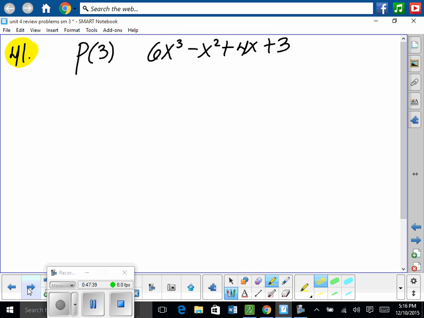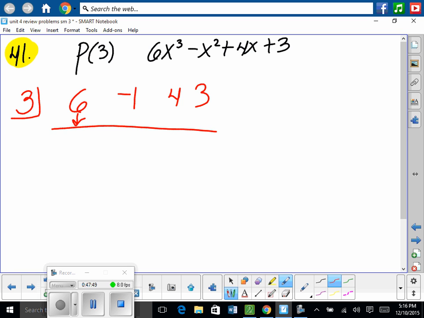But in our next one, let's go through it. So we're going to do this using synthetic division. So you have 6, negative 1, 4, and 3. Draw your line, drop straight down, 6. And then you have 18, so 17. You have 51. And you have 55. And then 165, add straight down to 168.